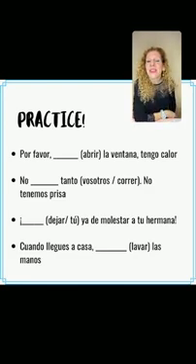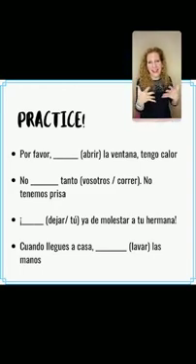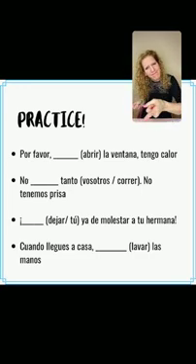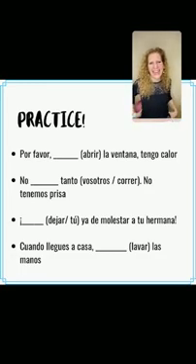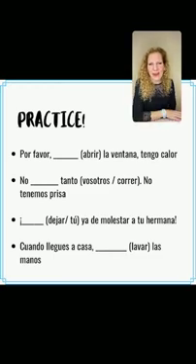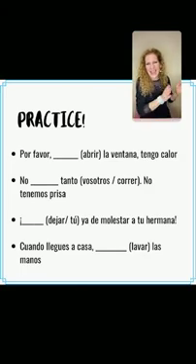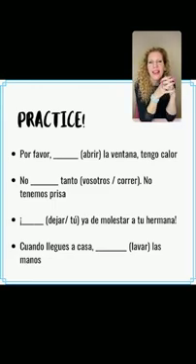Next one. So, dejar. Tú ya de molestar a tu hermana. So this was inspired in my life. So, what do I tell one of my kids? De molestar a tu hermana. Muy bien. Deja ya de molestar a tu hermana. Just don't worry. We're here to learn. We're here to practice. Okay? So, muy bien. Yay! Perfecto. Muy bien. And the last one.